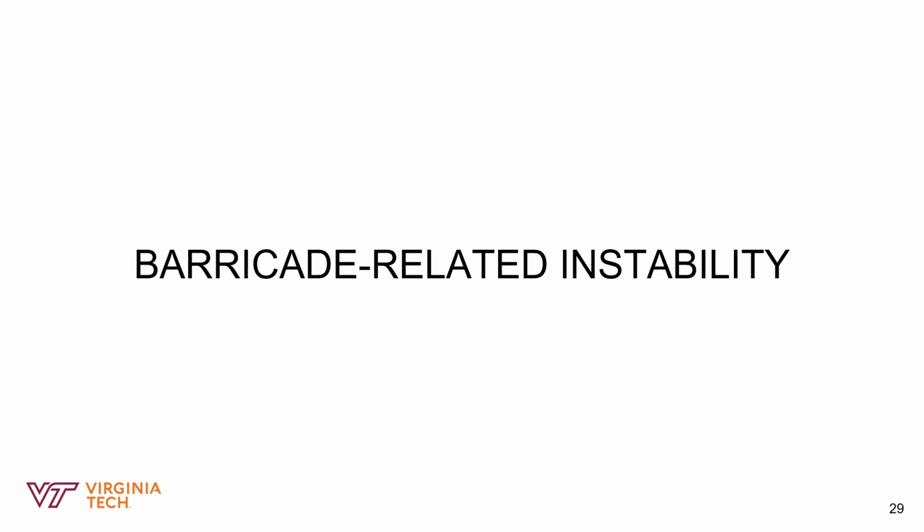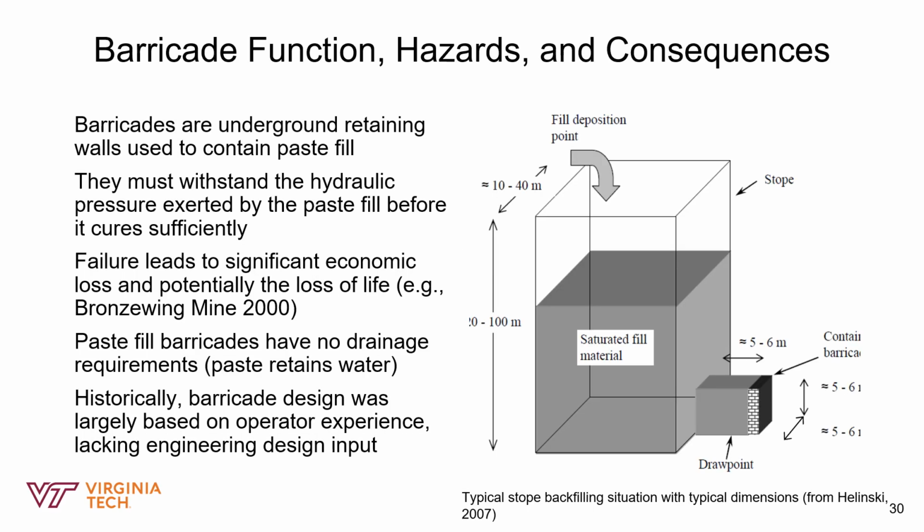So in the next few slides, we will be talking about barricades and the instability issues related with barricades. So far, we've talked about material science, but now we are talking about safety. Because if the backfill fails inside the stope, it's an operational problem. But if the barricade fails, the material will flood into the active tunnels where people are working. So this section explores why these failures happen and how to prevent them.